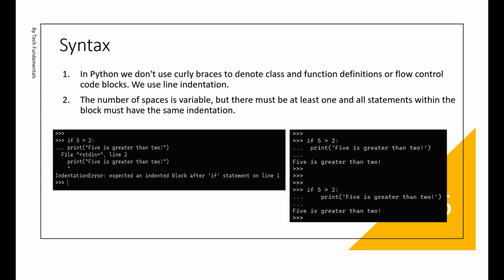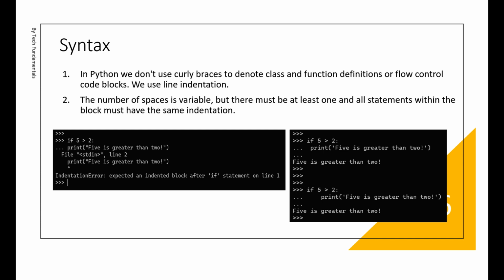Now let's talk about Python syntax. In Python, we don't use curly braces to denote class and function definitions or flow control code blocks. We use line indentation. The number of spaces is variable, but at least one is required and all statements within the block must have the same indentation.